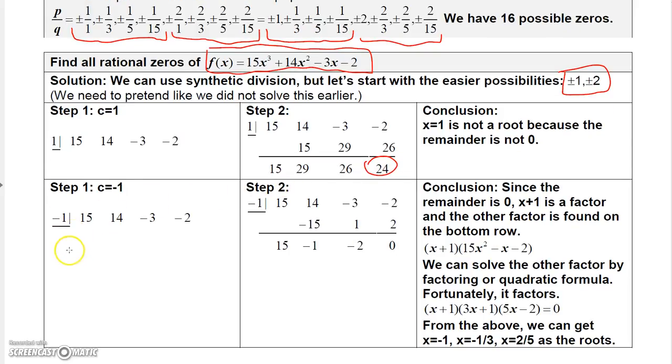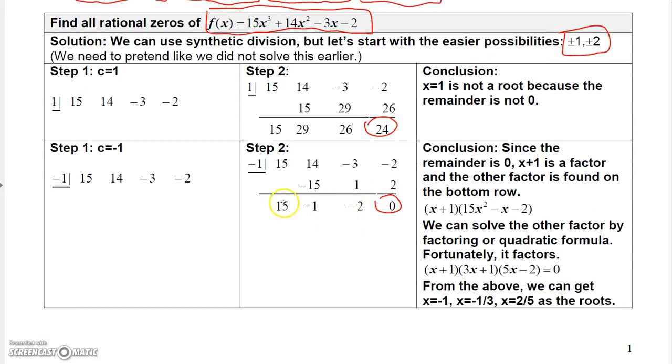So let's try negative 1. Okay, so let's try negative 1 here as a root. So bring the 15 down, negative 1 times 15 is negative 15. 14 plus negative 15 is negative 1, then multiply, negative 1 times negative 1 is 1, and then add it to negative 3 and I get negative 2, and then negative 1 times negative 2 is 2, put it here, add it to negative 2, and I get 0.